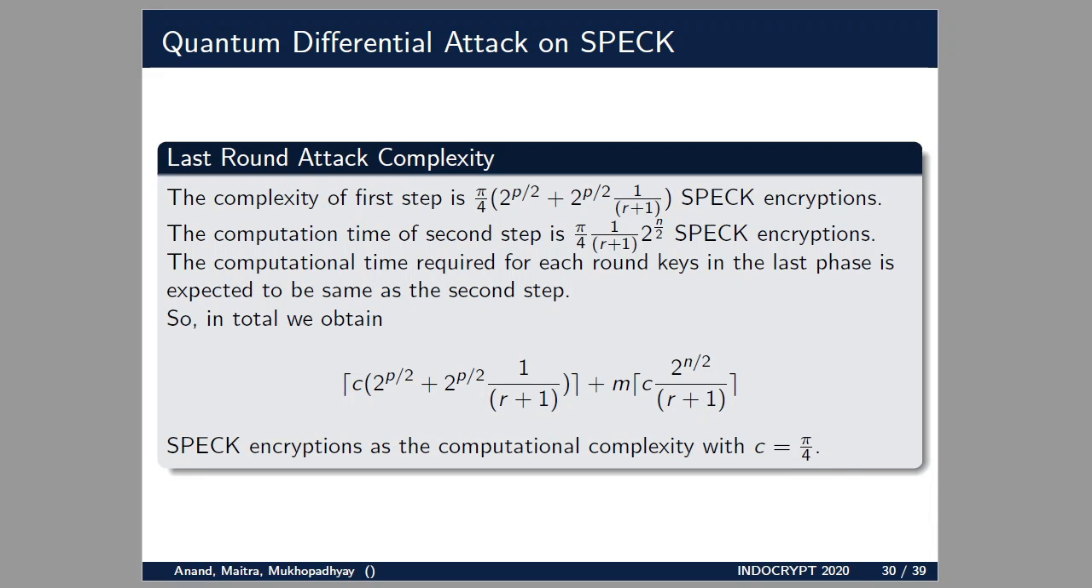Now, the complexity of the first step is these many SPECK encryptions, because we have 2 to the power p by 2 SPECK encryptions plus a decryption of 1 round here. The second step finds the round keys after 2 to the power n by 2 iterations, so the computation time of this step is these many SPECK encryptions. And the computation time for the third step is almost the same as the second step, but m-1 times. So in total, we achieve these many SPECK encryptions as the computational complexity, with c equal to pi by 4.